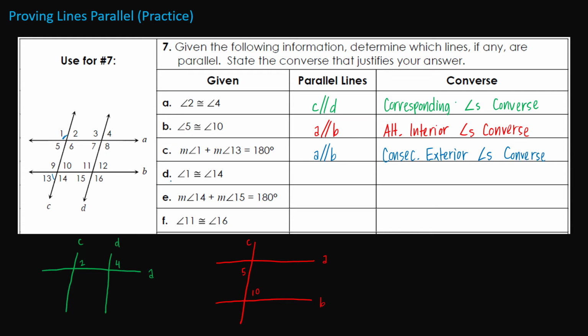Okay, angle 1 is congruent to angle 14. Angle 1 and angle 14. Now these particular angles, I see that they're on opposite sides of the transversal line C, and they're outside of lines A and B. And if they're congruent, that means that lines A and B are parallel yet again. They're alternate exterior angles. So this would be proving lines A and B are parallel by the alternate exterior angles postulate.